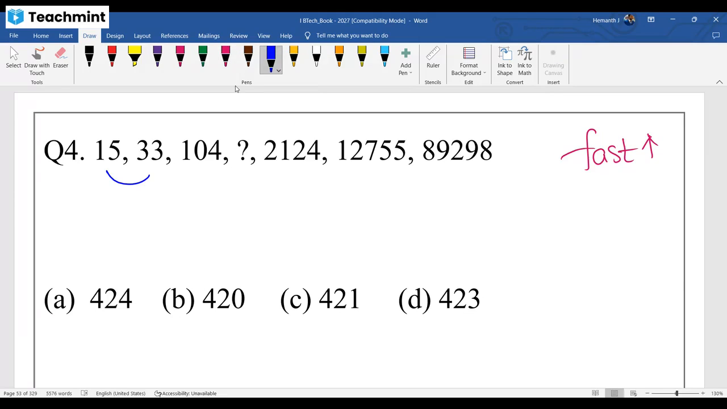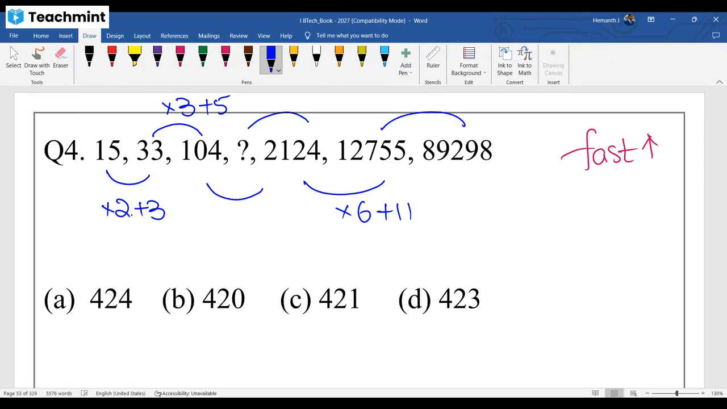So 15 multiplied by 2 is 30, plus 3. 33 multiplied by 3 is 99, plus 5. Here 2000 is 12,000 multiplied by 6. Checking: 120 into 6 is 720, 4 into 6 is 24, so 740, and 11 is the extra. 2000 into 6 is 12,000, remove that, then 755 only is available. 126 is 720, so removing 720 it is 35 only. 4 into 6 is 24 plus 11. Then here multiplied by 7, plus 30.